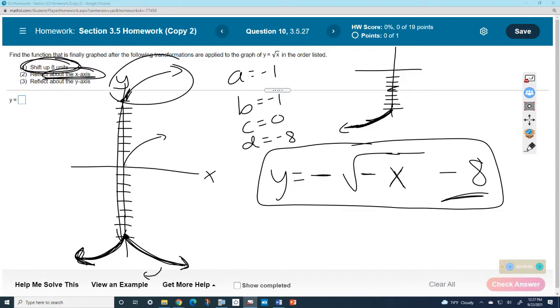That's why I wanted to do this problem with you, because this can be a confusing thing, because you've got to do those transformations in a particular order, which may make the transformations not what they originally were.